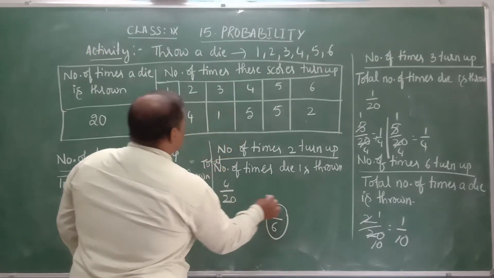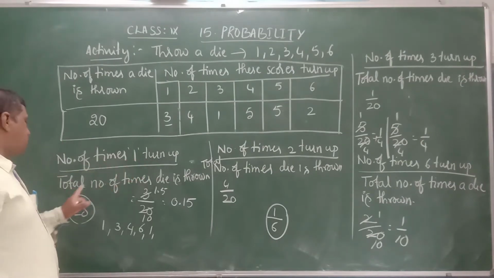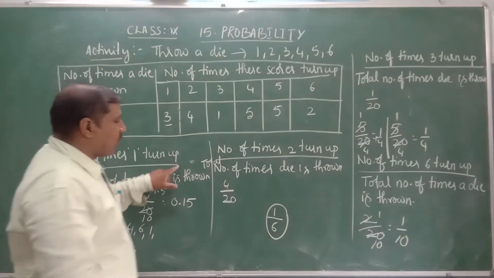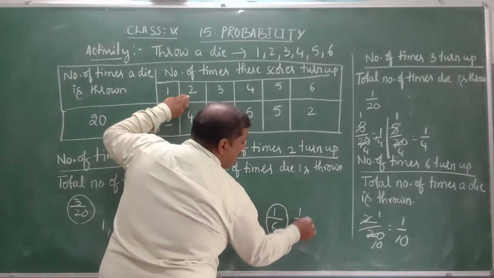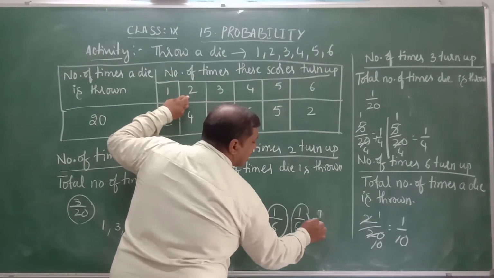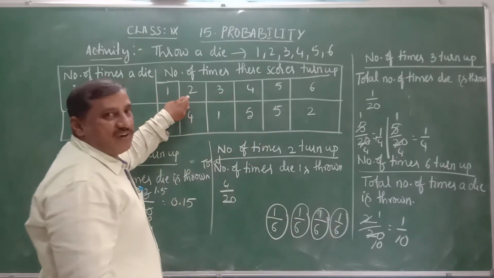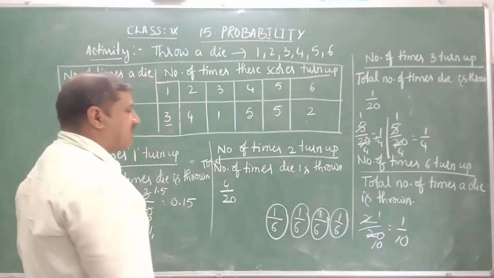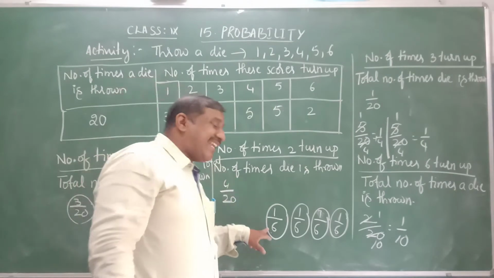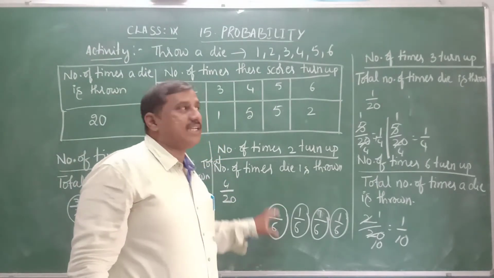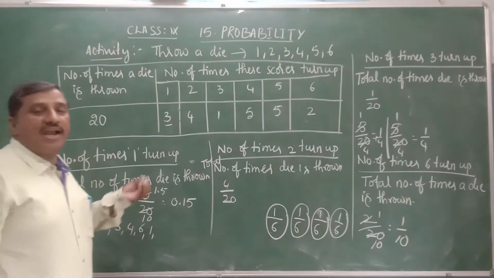That is, the number of times 1 turns up to the total number of times a die is thrown is 1 by 6. Similarly for 2 also 1 by 6, for 3 it is 1 by 6, for 4 also 1 by 6, for 5 1 by 6, and for 6 also 1 by 6. This means these fractions come nearer and nearer to 1 over 6 as we increase the number of times we throw a die.